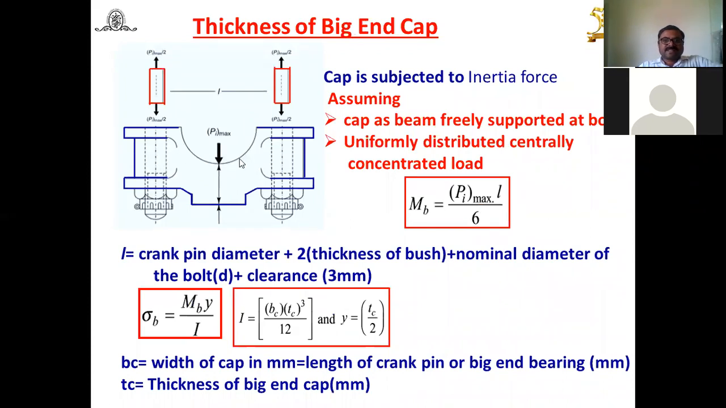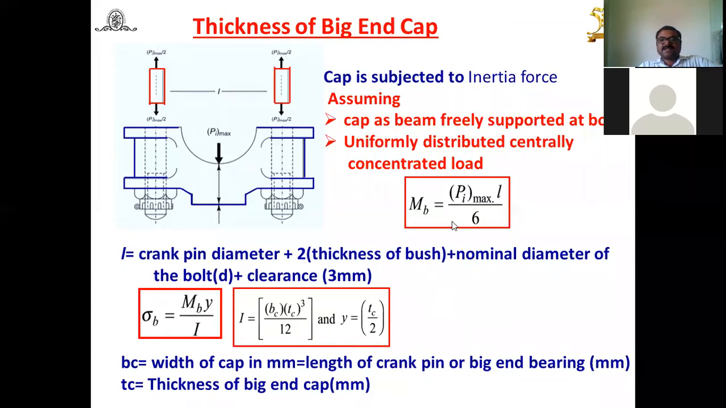Again here, assume this cap as a freely supported beam. There is no support from this end, and a uniformly distributed load acts centrally. This P_max acts centrally. So we know that for a uniformly distributed load and the concentrated load, Mb is equal to WL by 6, that is P_max into L by 6. And again, how to find σb? σb is Mb·y by I. Here y means tc by 2, and I is b·tc³ by 12.